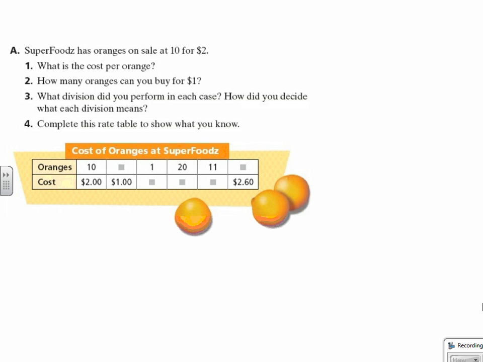Unit rate simply is dividing one number by the other. So we have two numbers right here: 10 oranges, and I'm going to put the label, oranges, for $2. I'm going to use those two to figure out the cost per orange. When I use unit rates, I'm going to divide by that second label. Again, that was in our vocabulary, but let's see how to actually solve for unit rate.